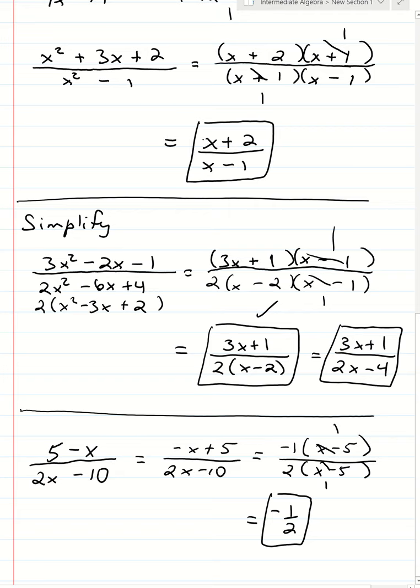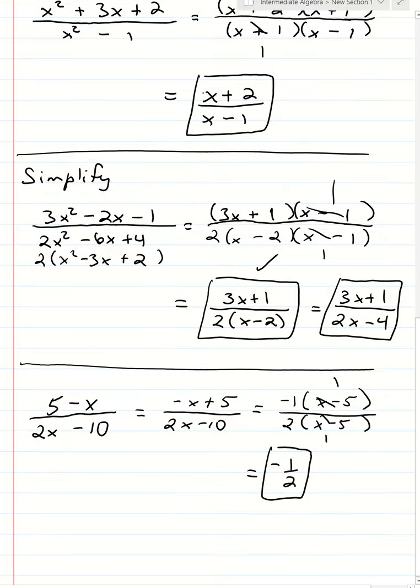So when you simplify rational expressions, you want to take a look at the numerator and the denominator independently. And then, of course, after you're done factoring, you look to see if you can simplify because you have a common factor in the numerator and denominator.